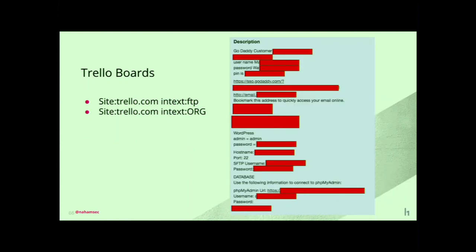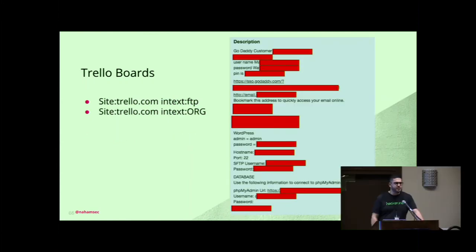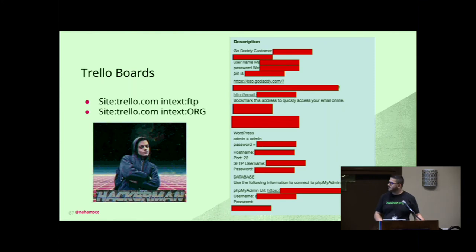You can also go to Trello. A lot of companies love putting stuff on Trello, including their FTP password, their PIN number for GoDaddy, MySQL password, root, whatever else you want to look for. Just go to Trello.com and you can look for FTP, or you can just put in the organization name and see what comes up.